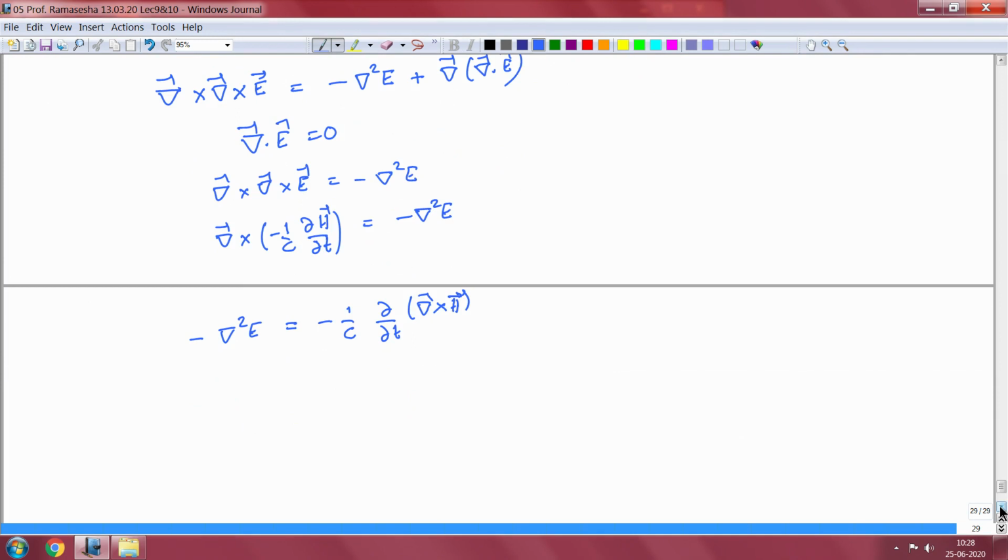and that will give me nothing but minus 1 by C del by del T of what del cross H is equal to: 4 pi sigma by C plus 1 by C del by del T times E, where I have used the fact that J is equal to sigma times E.